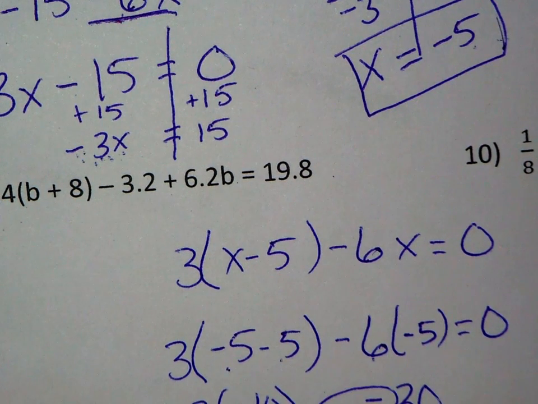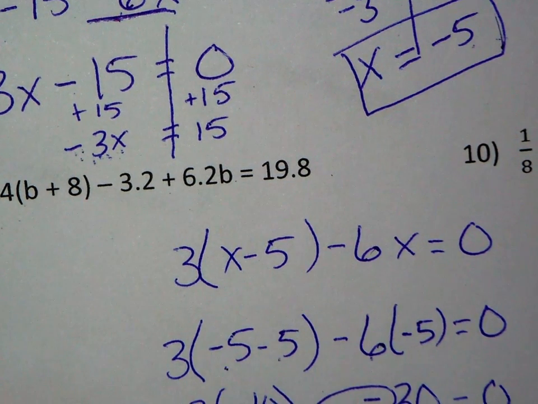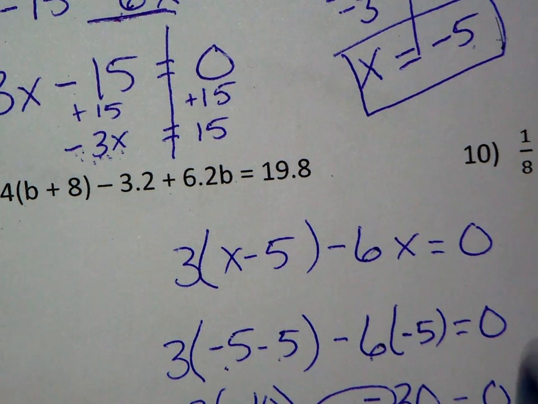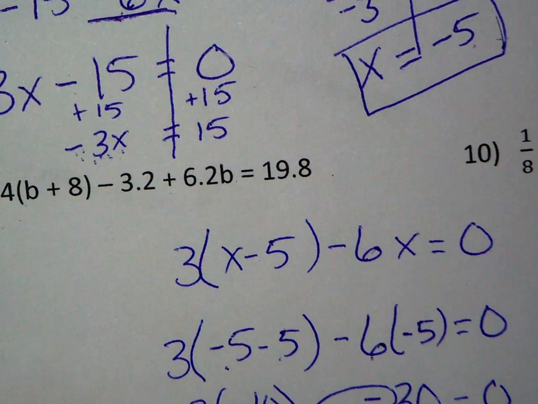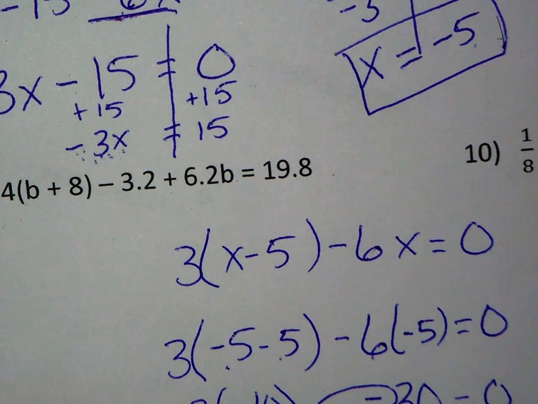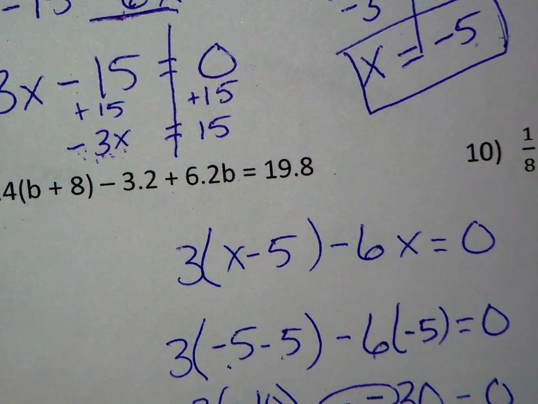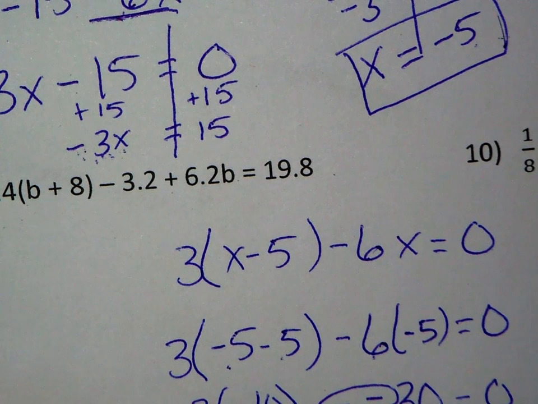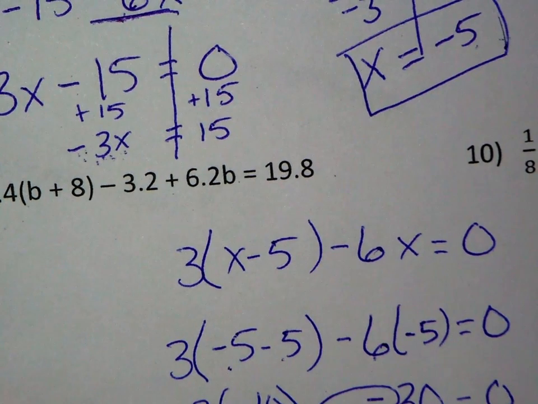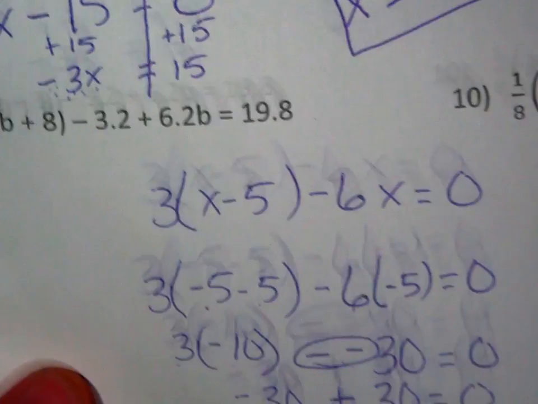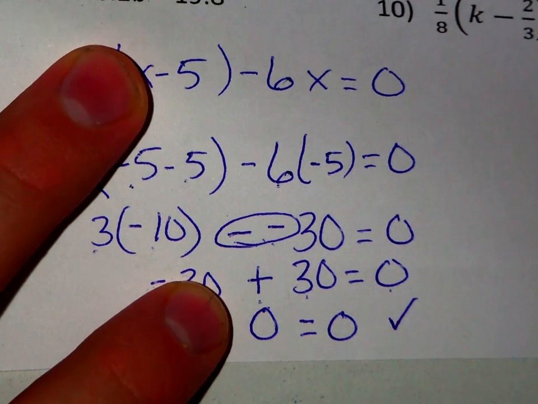And here I have a minus and negative, which is going to change that to being positive 30. Remember that rule from Unit 1. 3 times negative 10 is negative 30 equals 0. So now I have negative 30 plus 30. If we're thinking of a number line and I start 30 units to the left and then I move 30 units to the right, that will put me at 0. So that would give me 0 equals 0. And my solution checks out.